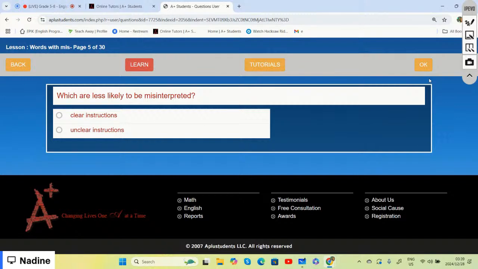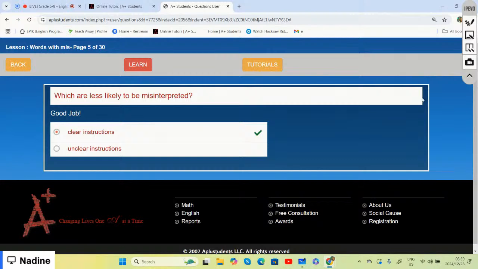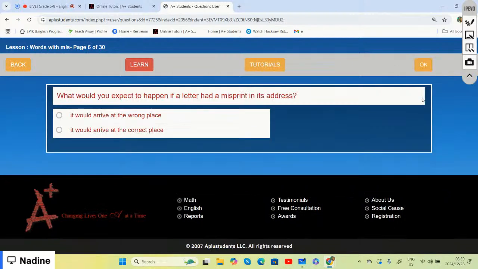All right. And if we were to choose the correct option, then yes, we would say which are more likely to be misinterpreted. Clear instructions, right, would be less likely to be misinterpreted.